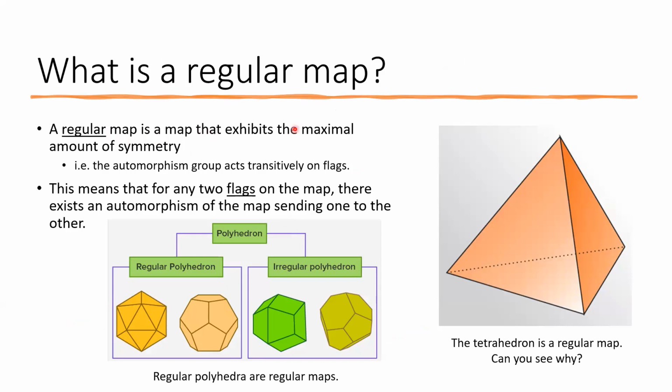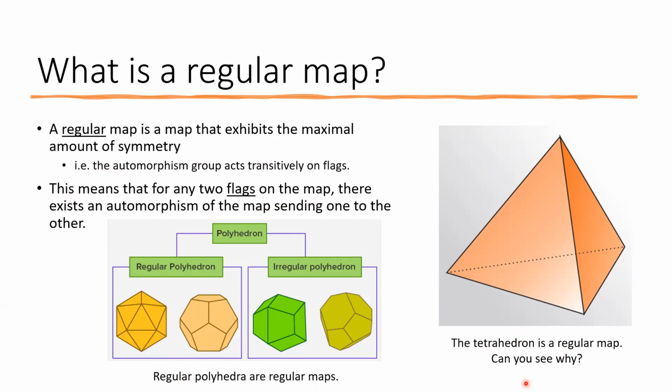A regular map is a map that exhibits the maximal amount of symmetry. So the automorphism group acts transitively on flags. This means that for any two flags of the map, there exists an automorphism of the map sending one to the other. So regular polyhedra are going to be examples of regular maps. And specifically, the tetrahedron is a regular map.